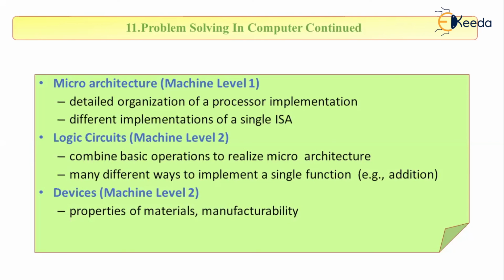Then you have devices, machine level 2, properties of material which are manufactured and which can be laid on the VLSI circuit, and then you can combine all of these components together for performance of the particular task.